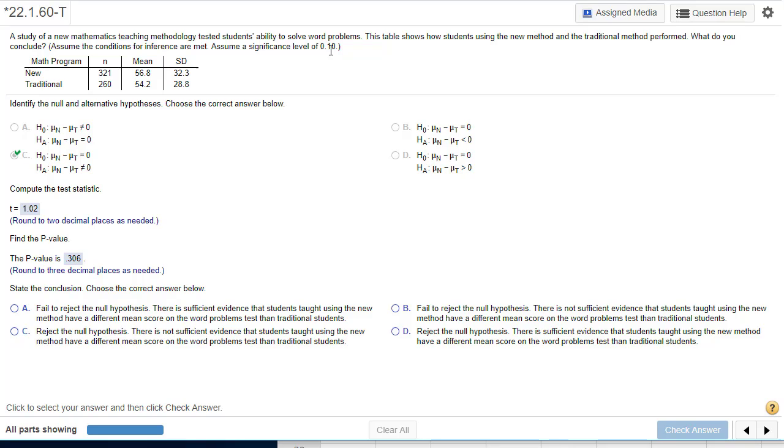So we're really trying to detect a difference here, right? Any sort of difference, we're going to say it's a difference, but this is not much of a difference. The new one did tick up a little bit, but this could have been from random chance, right? I could take another sample of 2 classes and do the same thing, and I might get a difference and I might not. So we have a p-value of 0.306, so we fail to reject H0. That leads me to A or B. So there's not enough evidence. I failed to reject. There is sufficient. No, no, no. There is not enough evidence that students using the new method have a different mean score than traditional students. So there we go.